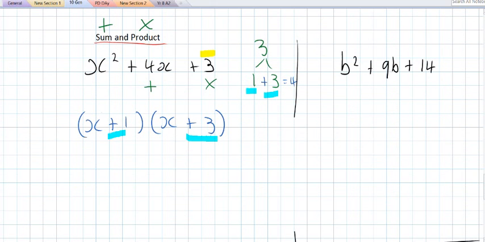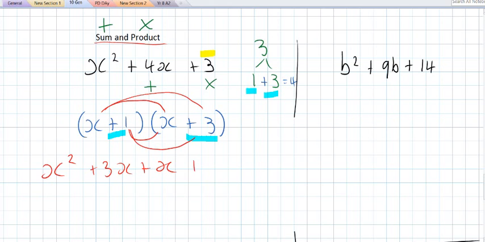X squared, good. So the first one, x squared, and then 3x, plus 3x, and then 1 times x, plus x, and the next, 3, then plus 3. Now, are there any like terms in that expression? Which two are like? 3x and x. Exactly. So we get x squared plus 4x plus 3.